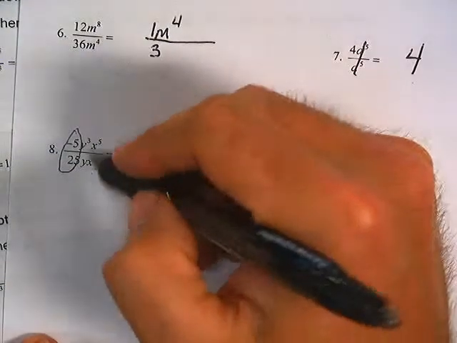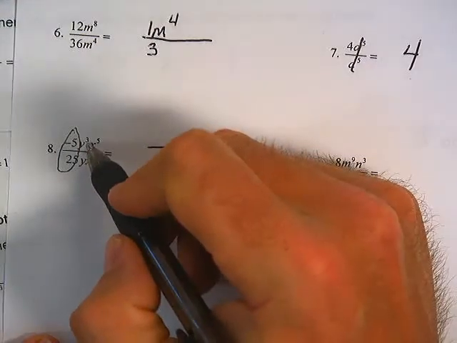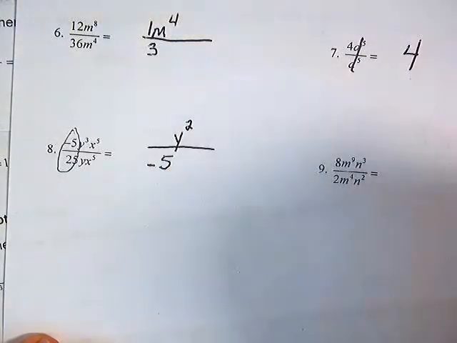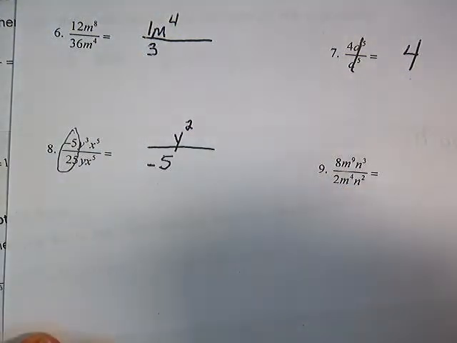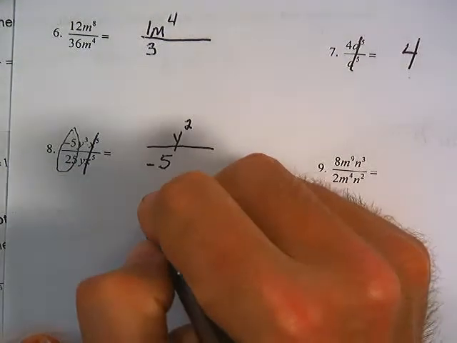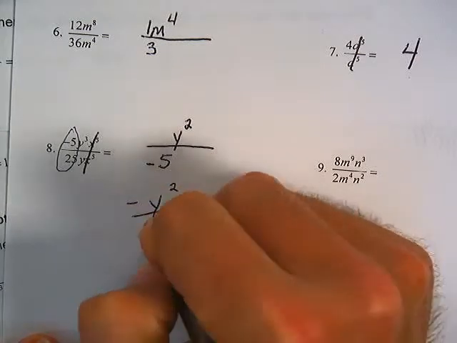Okay, now, the first like base is y. Where is it larger? On top. So 3 minus 1 is 2. So we have y squared. What happens to the x's? They're canceled. Okay, so we just have y squared over negative 5. Now, is this the same thing?